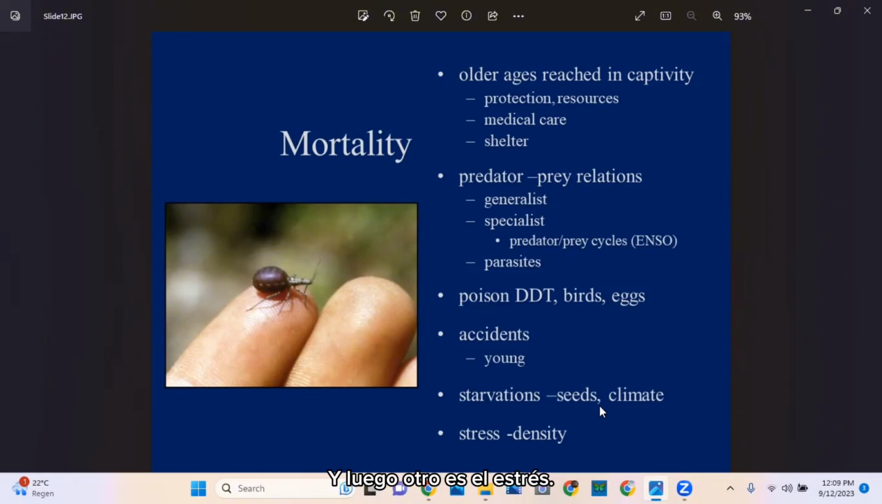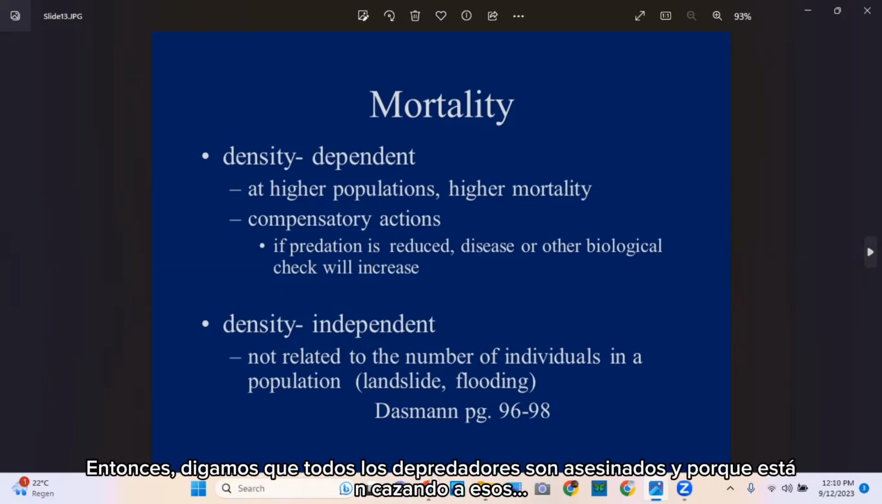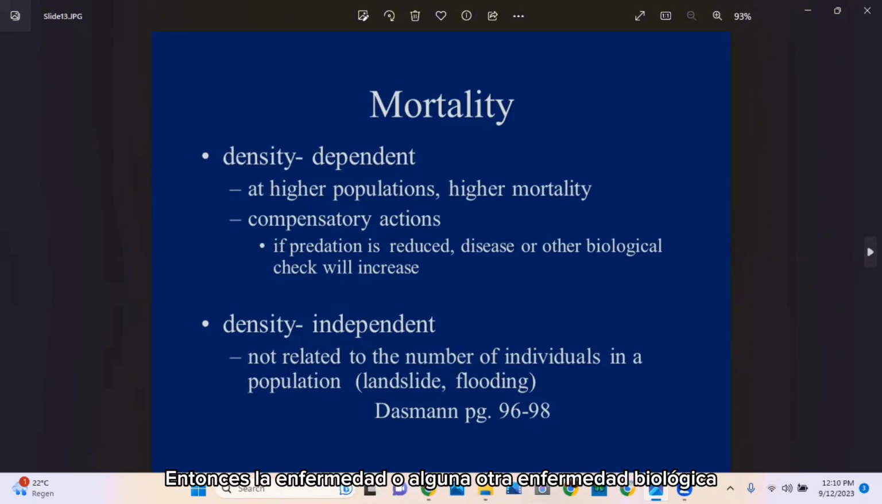And then another one is stress, and that's density dependent. So density dependent, at higher populations, you have higher mortality. There's compensatory action. If predation is reduced, disease or some other biological factor will usually come and keep a population in check. Say all of the predators are killed because they're being hunted, then disease or some other biological check will normally keep a population at a stable level. It'll bring it so the density dependence is in check.